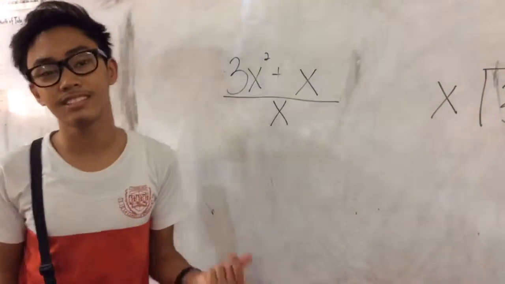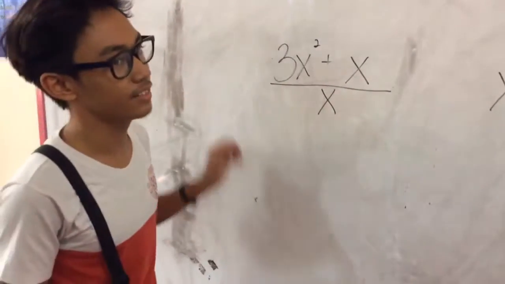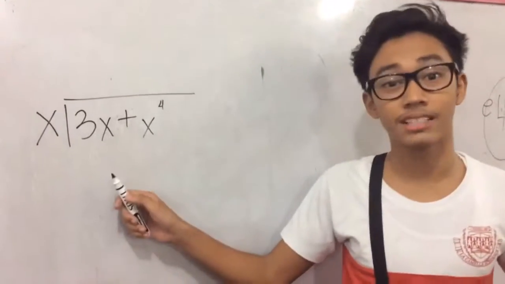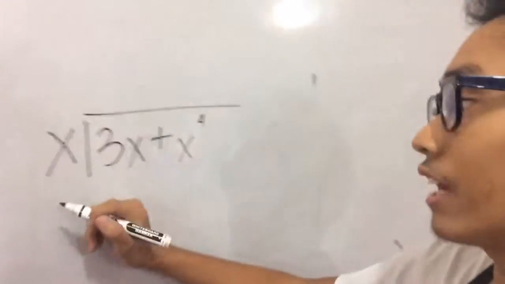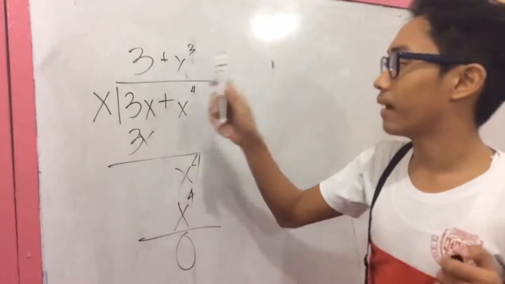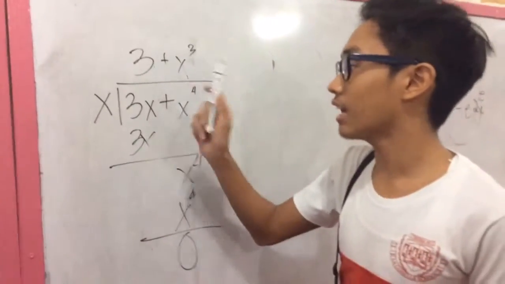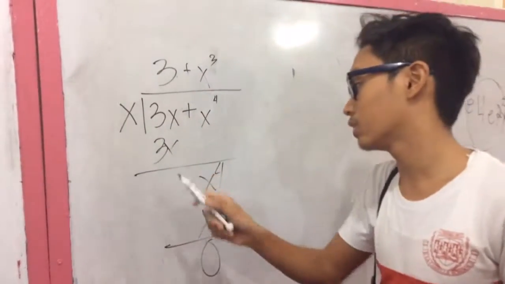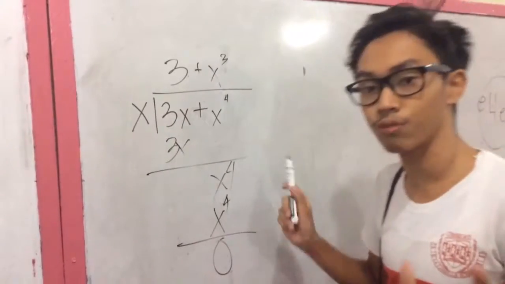So division is just a little bit more complicated when it comes to algebraic expressions. Let's use this first term as our example. So x divided by 3x plus x raised to 4. So x divided by 3x is equal to 3. 3 times x is equal to 3x. 3x minus 3x is equal to 0. So you bring down x raised to 4.